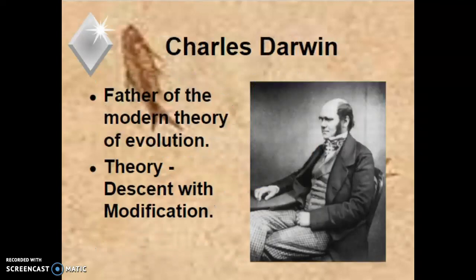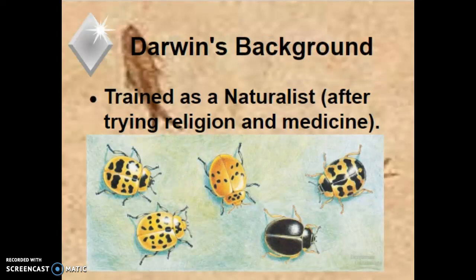So at this point, Darwin enters the story. He gets credited with being the father of modern evolutionary theory. Darwin is a naturalist, so he is someone that sees God in nature. He is someone that went to medical school to be a surgeon, but couldn't stand the sight of blood.